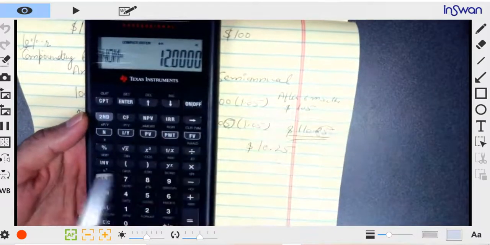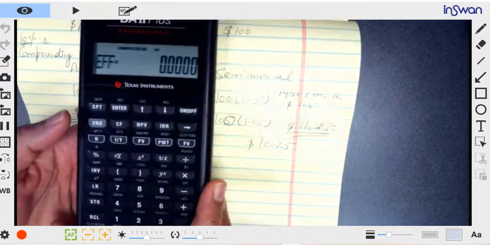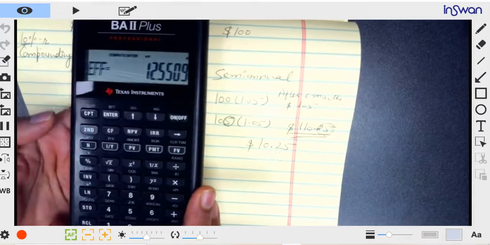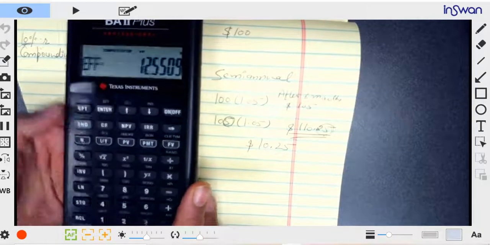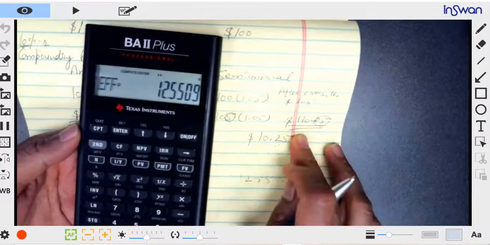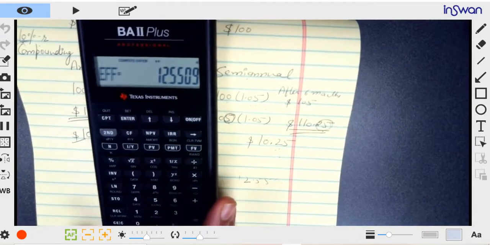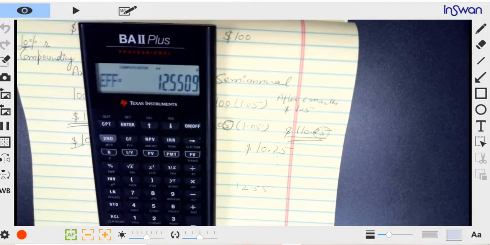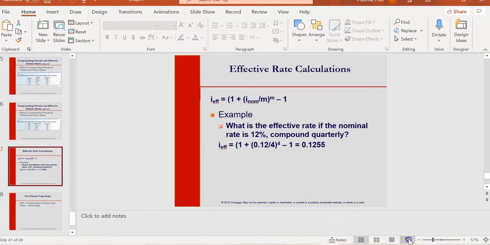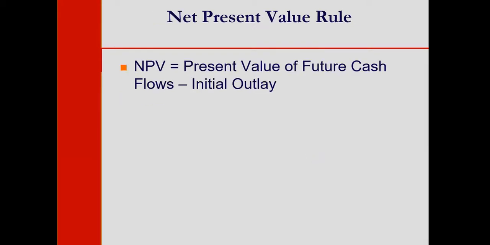Enter, down. This is nominal, you don't have to go there. Down. When you reach there, just press compute. It will give you 12.55%. So if you know the nominal rate, this is how you can get the effective rate using your financial calculator. This is what they got. This is what we get using our financial calculator as well.